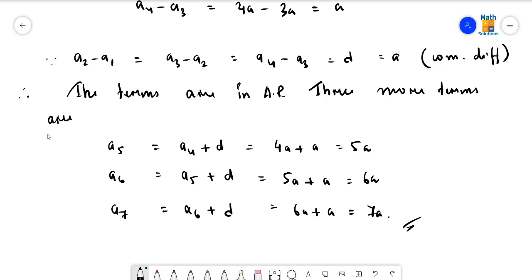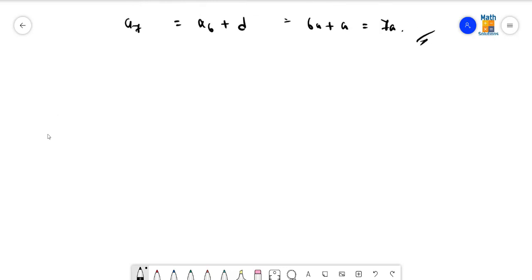Similarly, the rest of the sums can also be completed in this way.